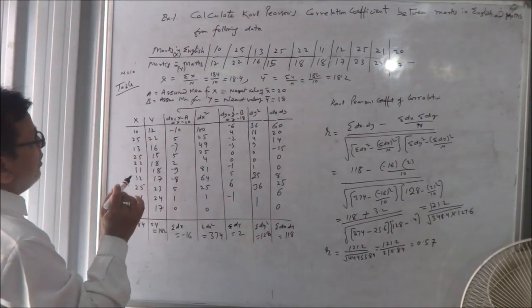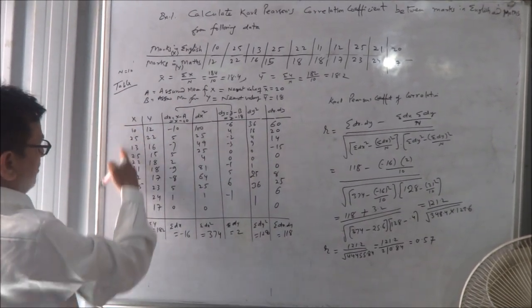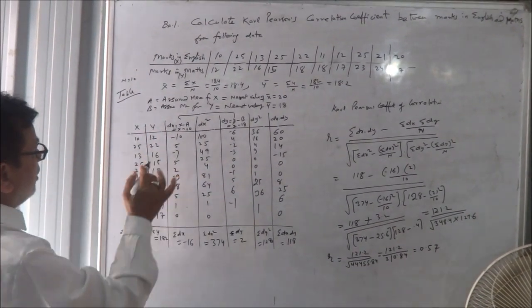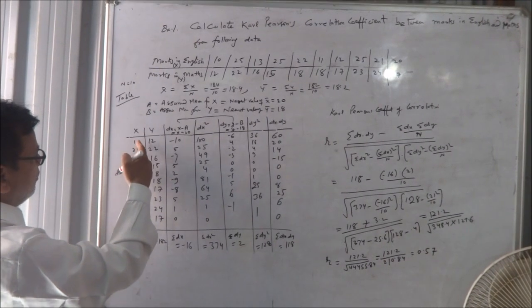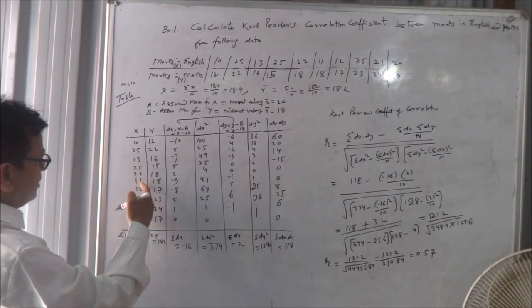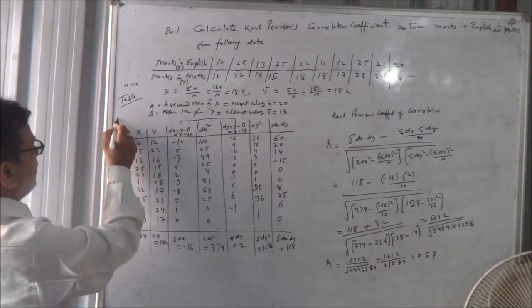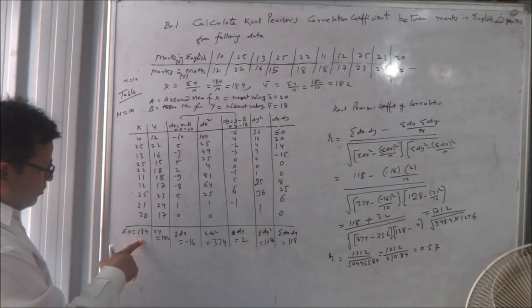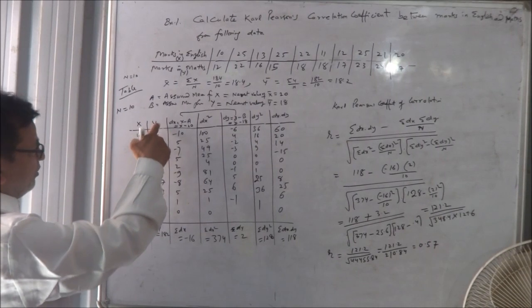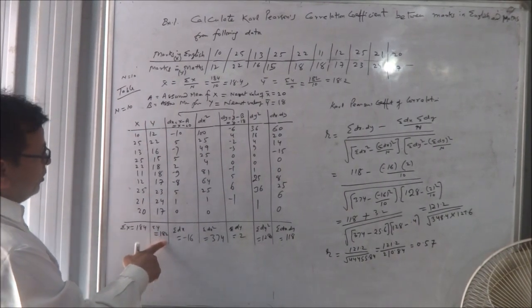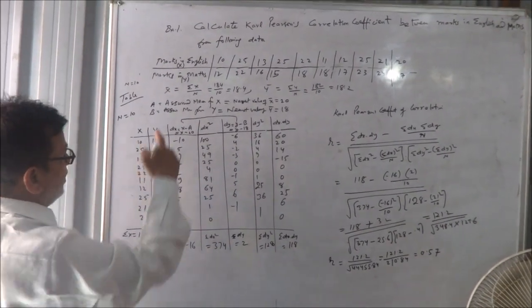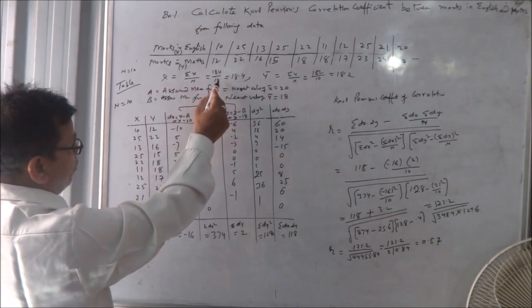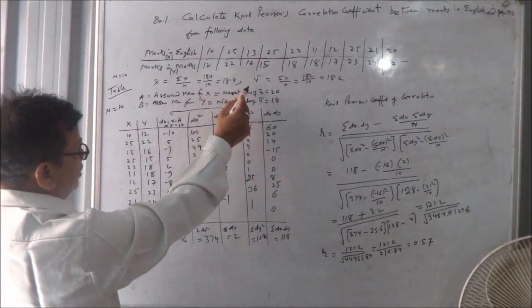So first of all, we form this table. This is x, this is y. Number of observations are 1, 2, 3, 4, 5, 6, 7, 8, 9, 10. N is equal to 10. And the total value of x, summation x, is 184, and the total value of y, summation y, is 182. So first of all we will calculate their arithmetic mean. X bar is summation x upon n, 184 by 10. This is 18.4.